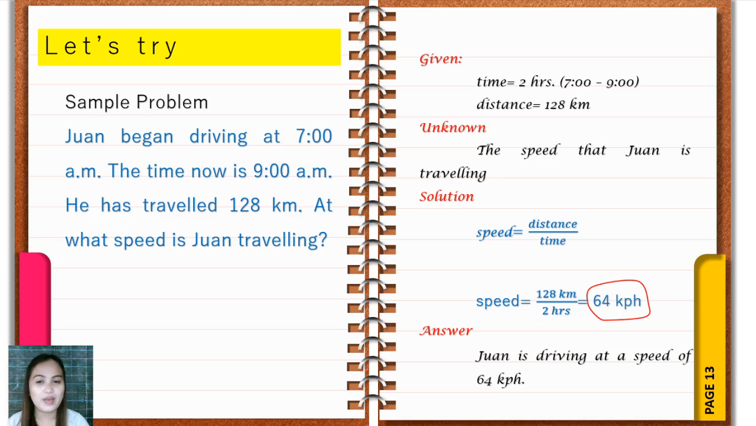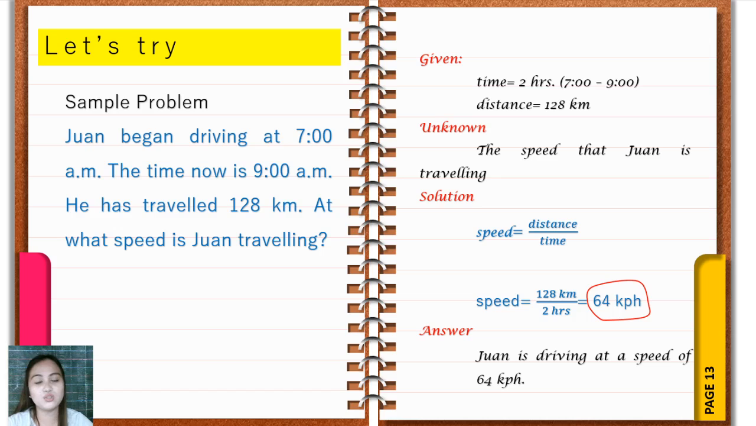Okay, we have the given time and we also have the distance. Time is equal to 2 hours since it is from 7 to 9 a.m. Next is the distance, 128 kilometers. What is unknown? Speed. Very good. The speed that Juan is traveling.